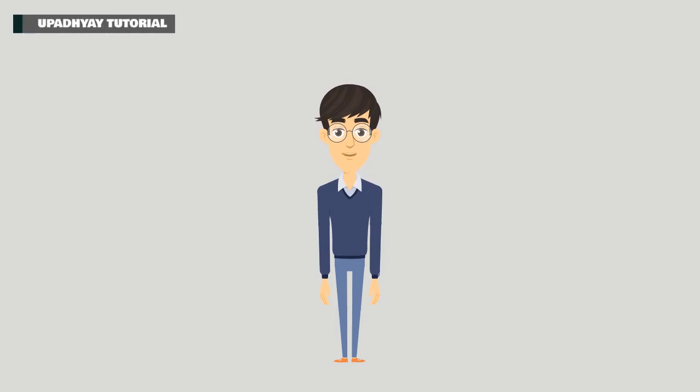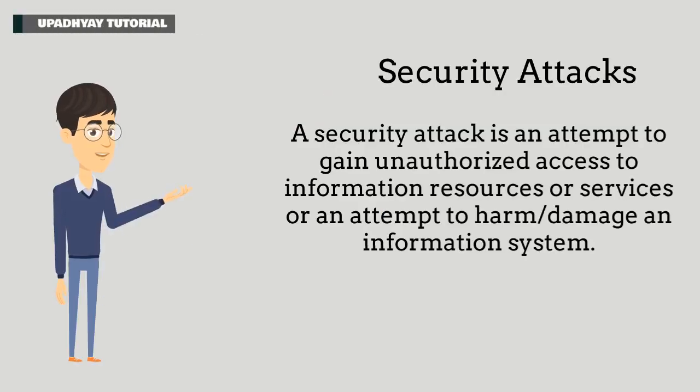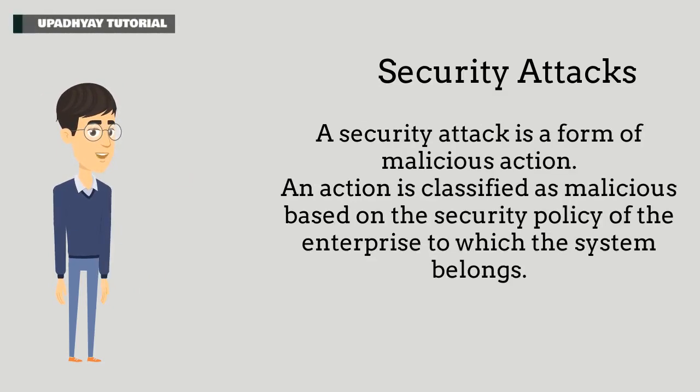So, let us start our discussion. We will start with knowing what security attacks are and then we shall study what are the different types of security attacks. Here we go. To start with, a security attack is an attempt to gain unauthorized access to information resources or services, or an attempt to harm or damage an information system. A security attack is a form of malicious action. An action is classified as malicious based on the security policy of the enterprise to which the system belongs.